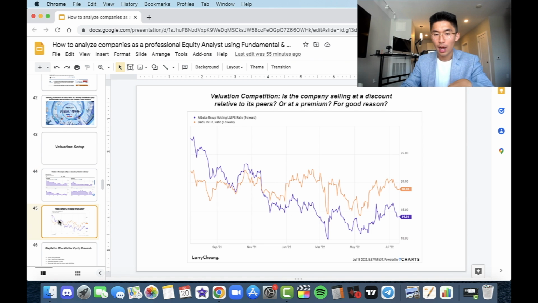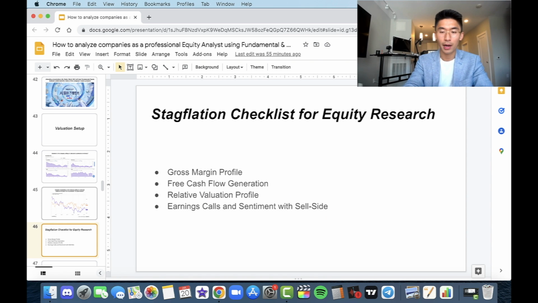In addition, I like to do something I call valuation competition. Is the company selling at a discount relative to its peers or at a premium? And is it for a good reason or is it for a reason that I think might change? These are opinions that only you can form, but this is a part of my thought process.